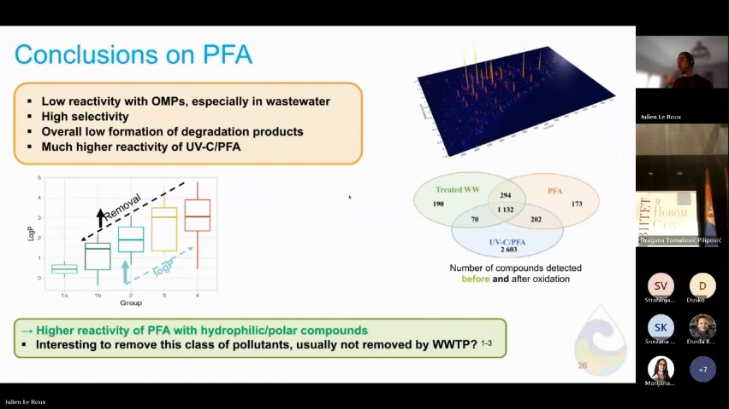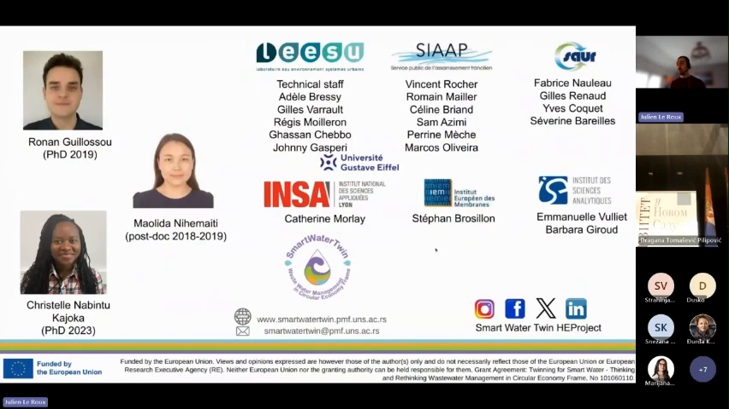What we are still doing is trying to determine the different degradation products that are formed during degradation by PFA or by the advanced oxidation with UV. Since UV performic is much more reactive, it also forms more byproducts, and so we will try to identify these byproducts. All right, so that's all for my presentation.